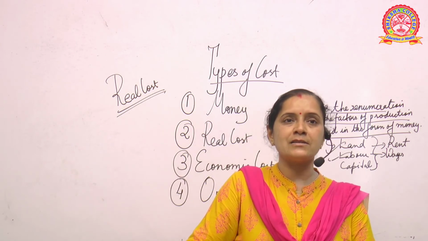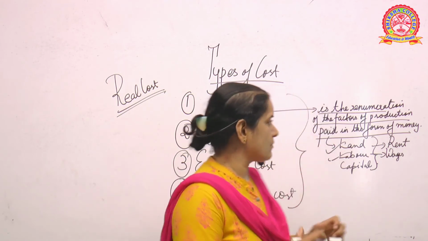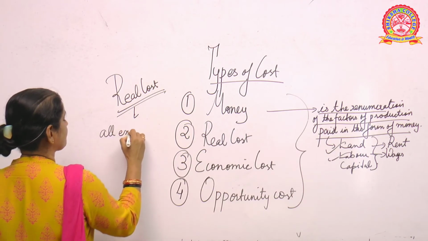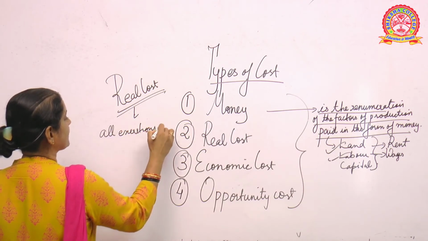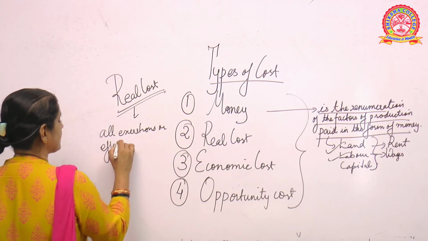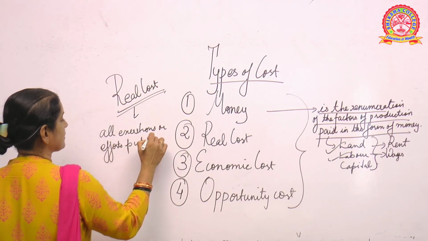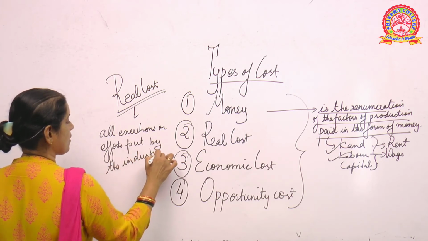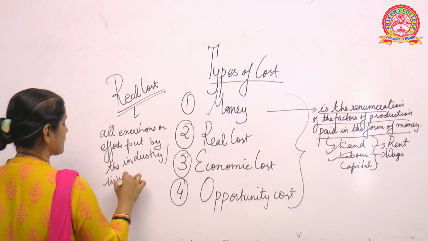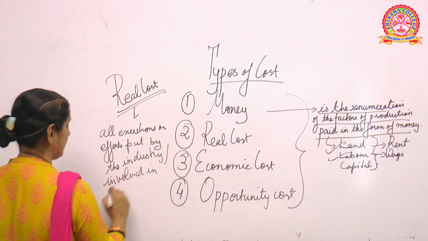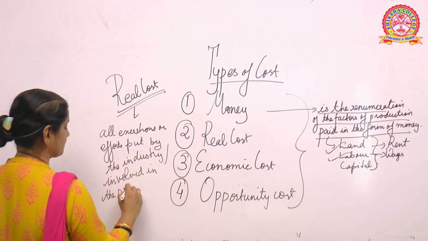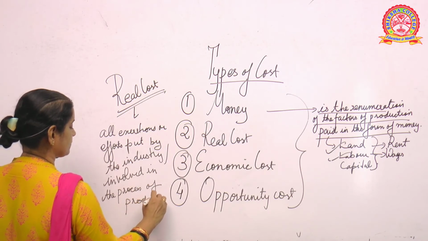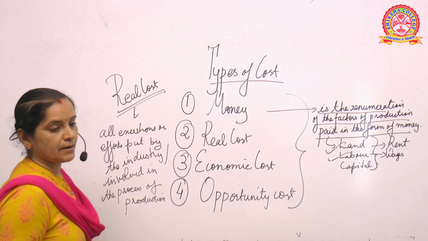That means real cost is the actual exertions. You can put up the definition like that. Real cost is all the exertions or efforts put in by the industry, or involved in the process of production.